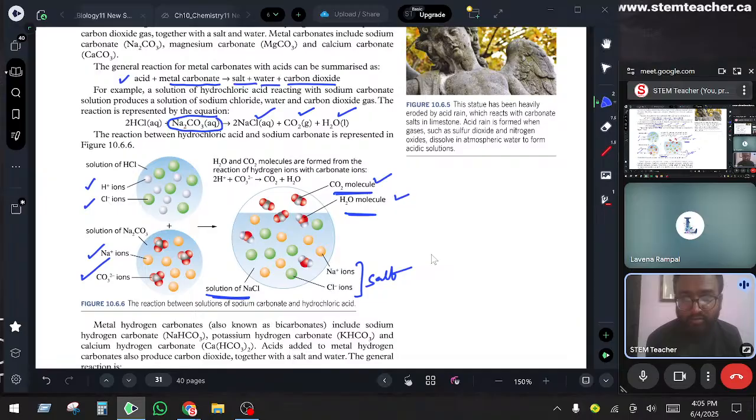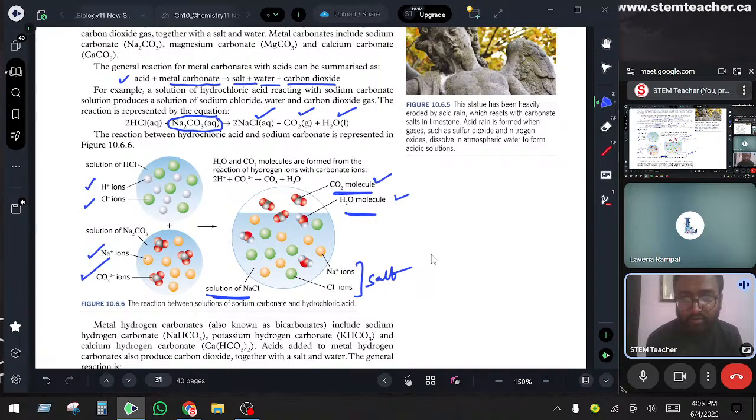HCl plus NaHCO3, sodium hydrogen carbonate. Sodium bicarbonate is a metal hydrogen carbonate. The fourth reaction is acids plus metal hydrogen carbonates. So this is the fourth kind of reaction.